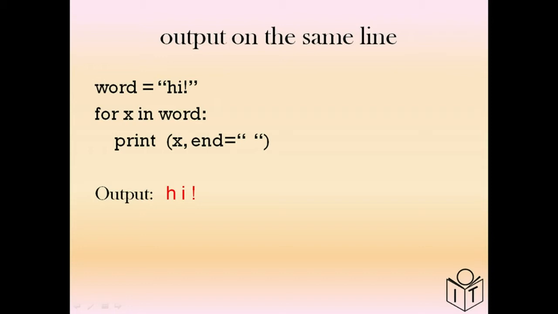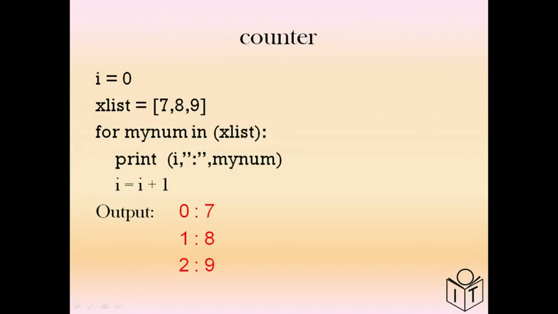Sometimes in programming we use a counter, so it's basically a number, and that will just go up by 1 every time you go through the loop, which is called an iteration. So here we have an example where x equals 0, so we're going to count from 0, and then every time the number is taken from a list during the for loop we'll print the counter and then the number. So we have 0, 7, 1, 8, 2, 9.